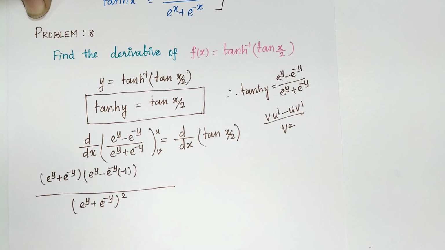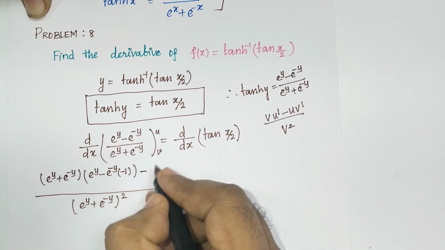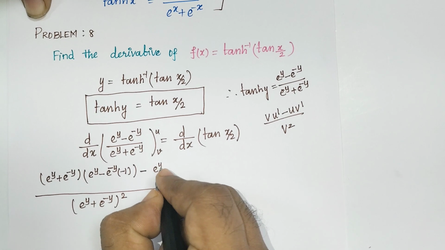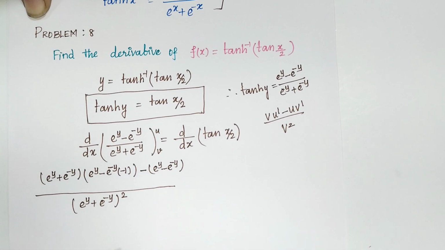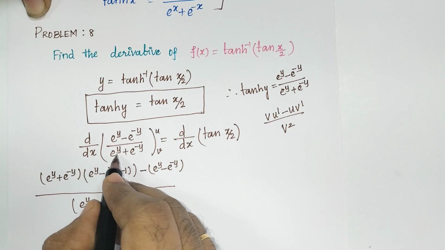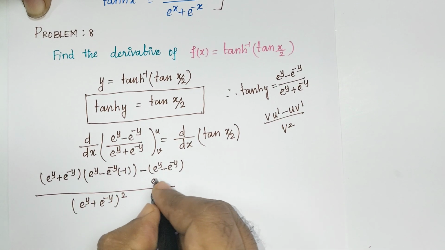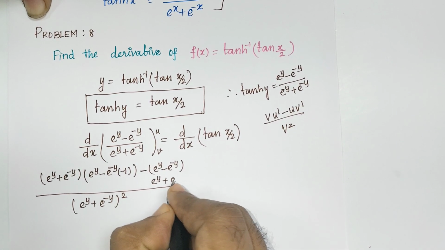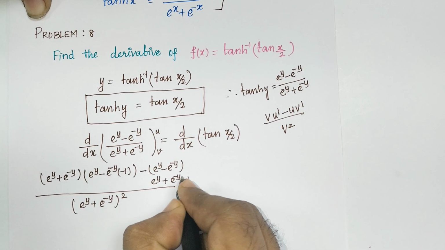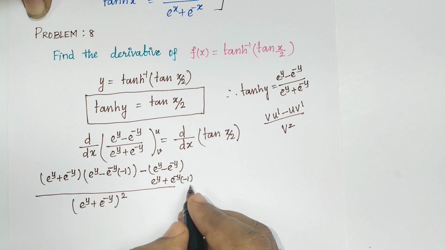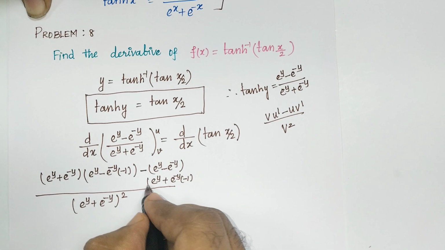Okay, and minus of, now u is constant, that means e power y minus e power minus y constant, and differentiation of v, I will write e power y plus e power minus y. We can write here minus 1. Differentiation of e power minus y is minus of e power minus y, right?